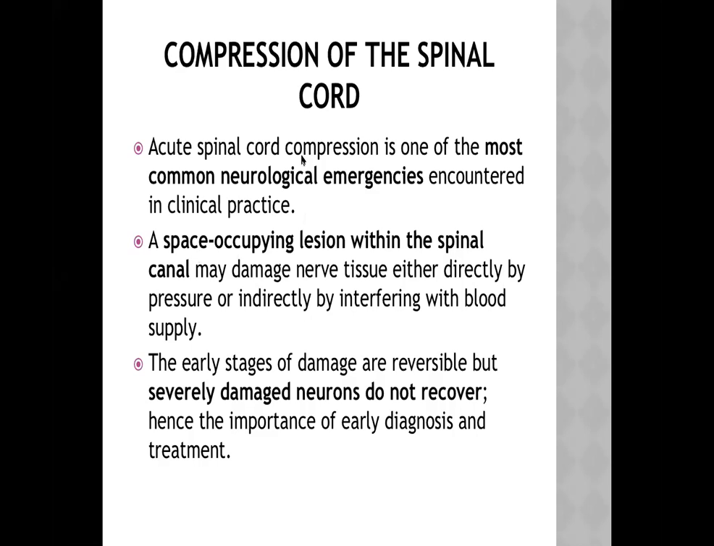Let's move on. A space occupying lesion within the spinal cord may damage the nerve tissue either directly by pressure or indirectly by interfering with the blood supply. So these are the two main pathophysiological mechanisms of spinal cord compression. One, direct pressure. Because of the pressure the nerves are damaged, and another one is because of the ischemia, which is also caused by that mass.